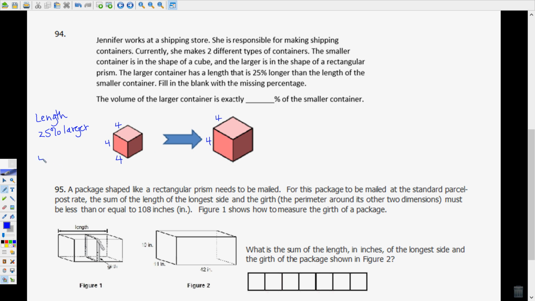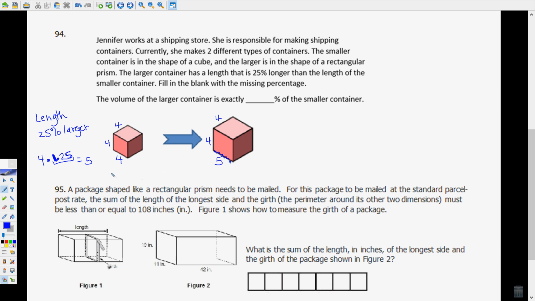I don't know if you've ever done this before whenever you're shopping with your mom, but to find what 25% larger would be, you would take your 4 and you would multiply it by 1.25, because that's the 4, and then the 0.25 is adding in the 25% more. And when you multiply that, you get 5. So our length would be 25% longer, so it would be 5.